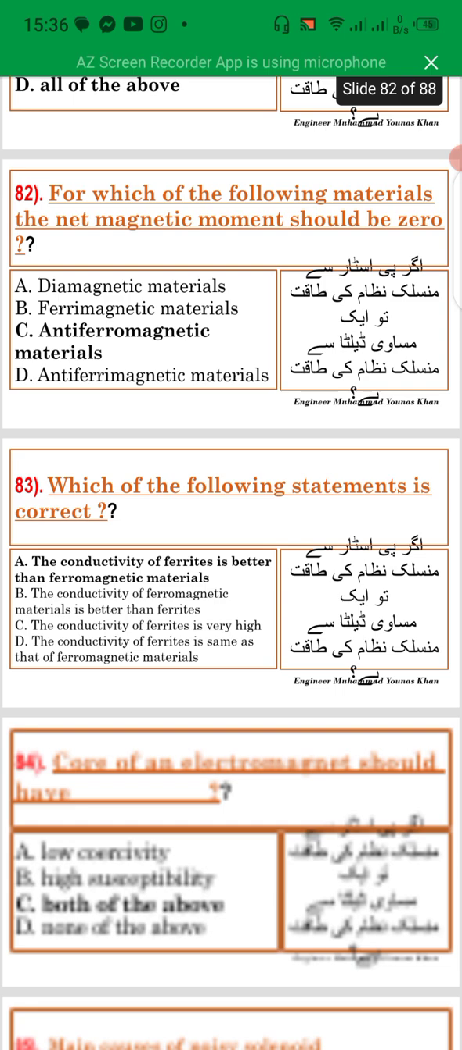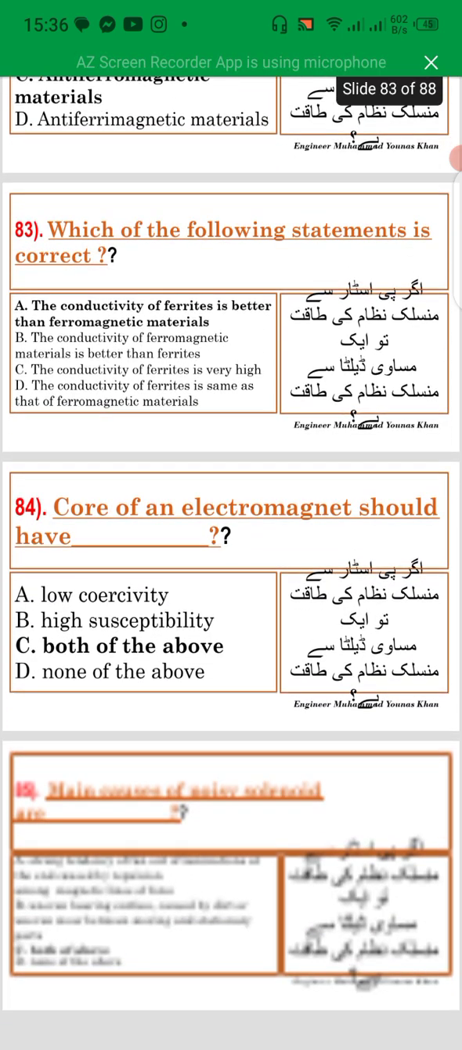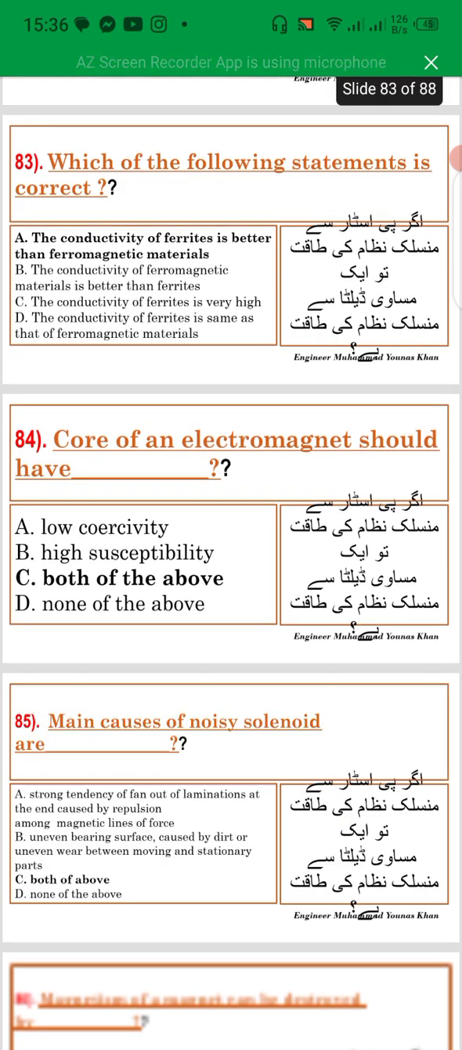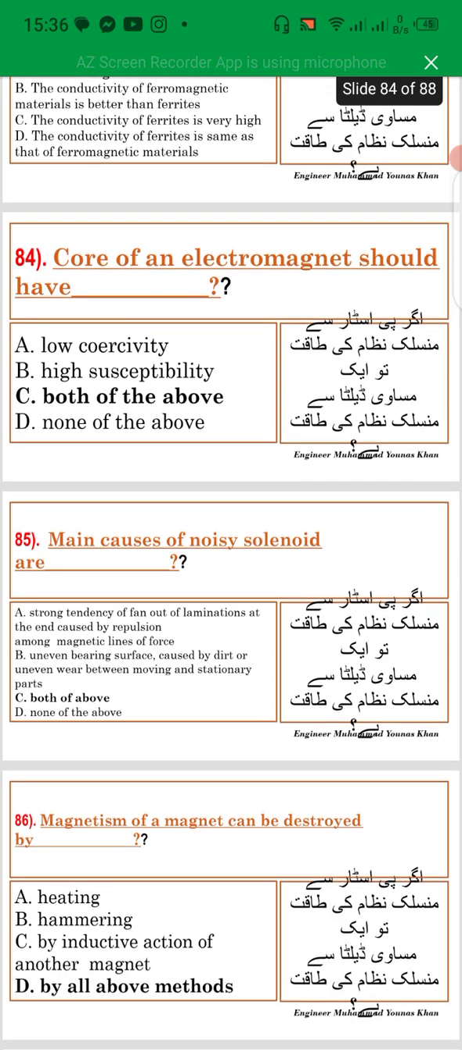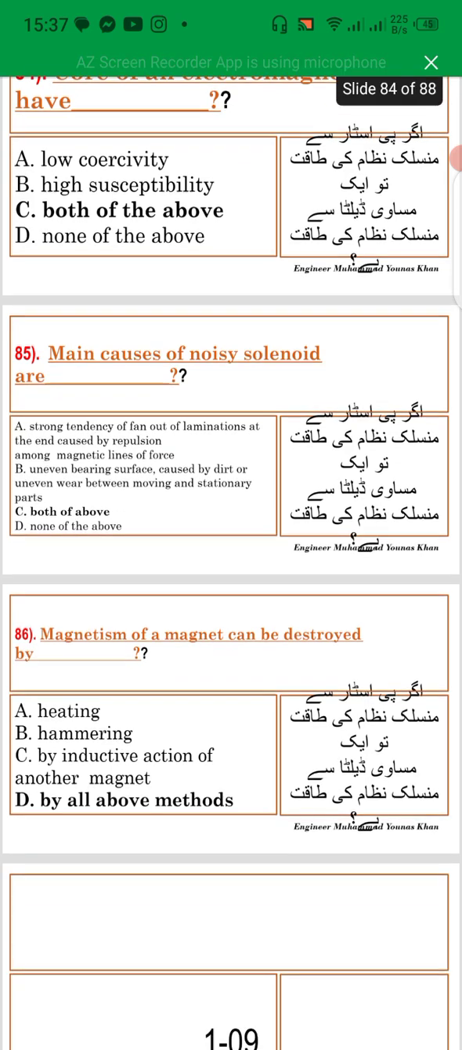For which of the following material the net magnetic moment should be zero? Antiferromagnetic material. Which of the following statement is correct? The conductivity of ferrite is better than ferromagnetic material. Core of an electromagnet should have low coercivity, high susceptibility.